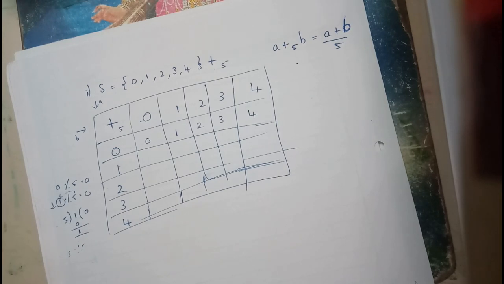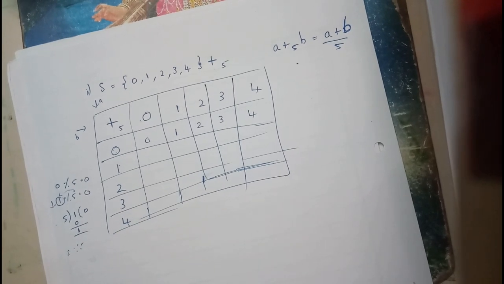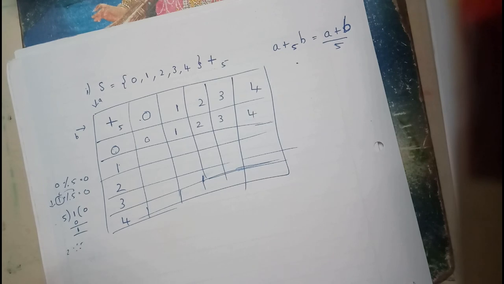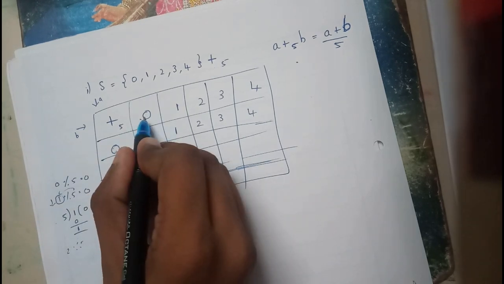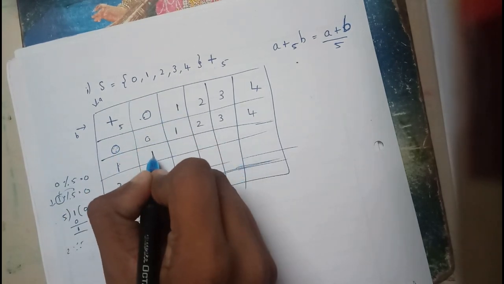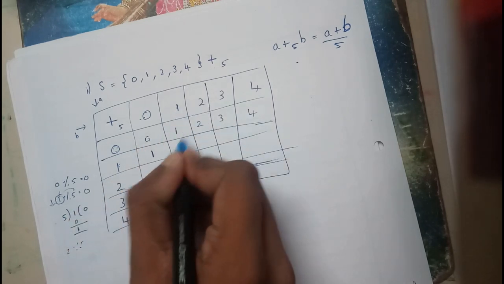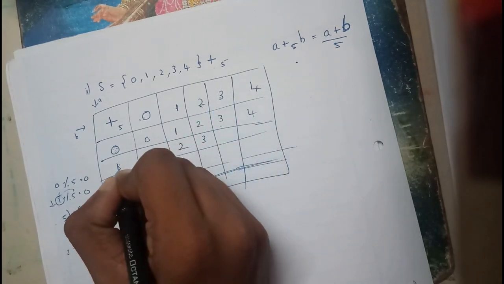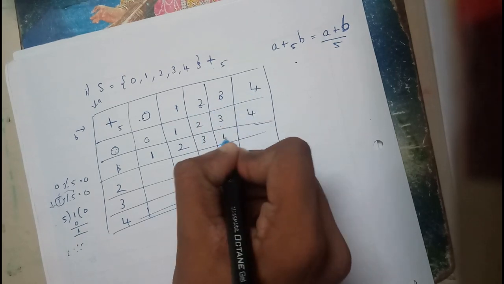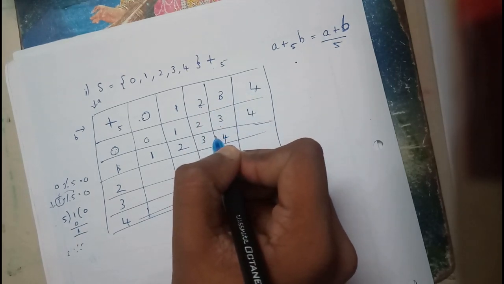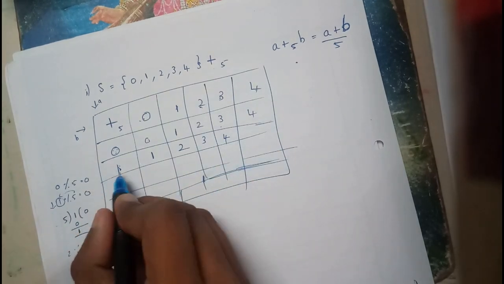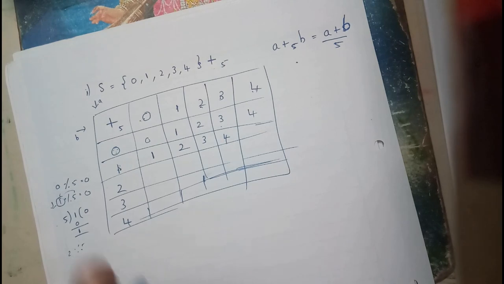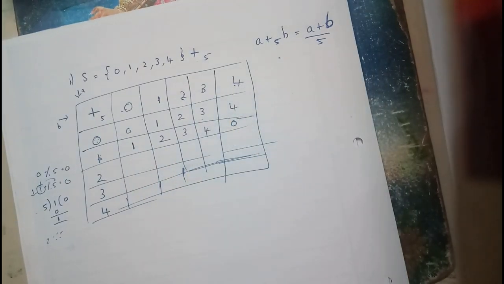I hope everyone understood. You need to fill the whole table. If you are facing any confusion or problems, don't worry guys, I'm going to help you out. Just continue like this. 1 plus 0, you have already done this. Next, 1 plus 1 is 2, write 2. 1 plus 2 is 3, write 3. 1 plus 3 is 4, write 4 here. I hope you understood what I'm doing. 1 plus 4 is 5, and 5 modulo 5 is always 0. Let us continue.